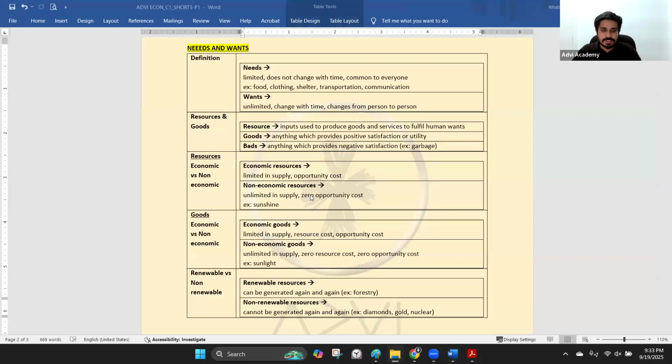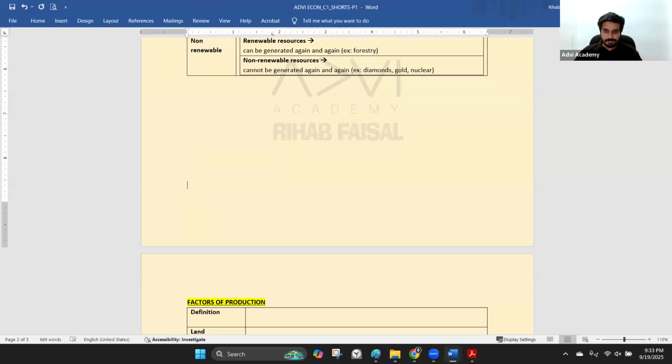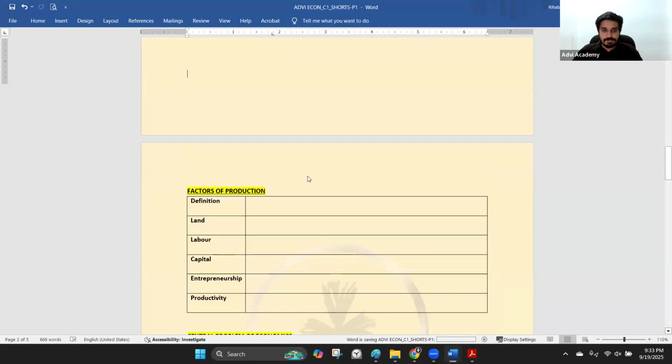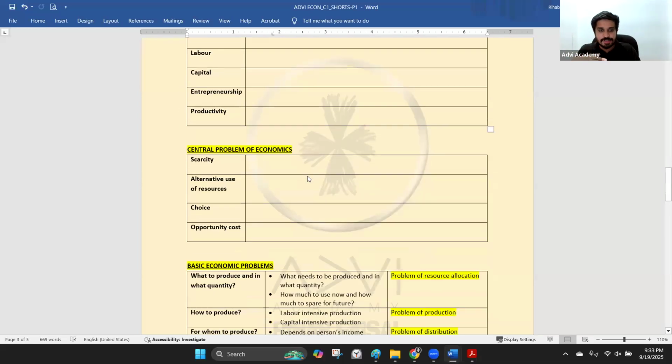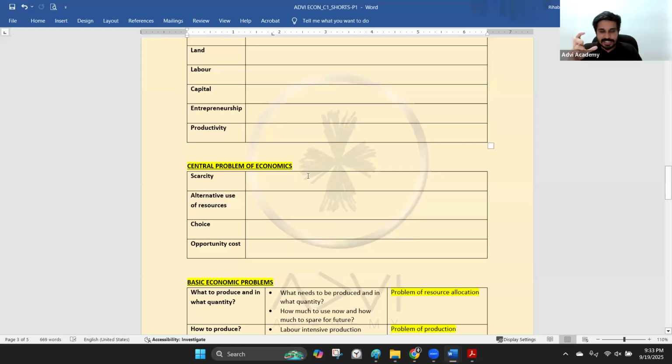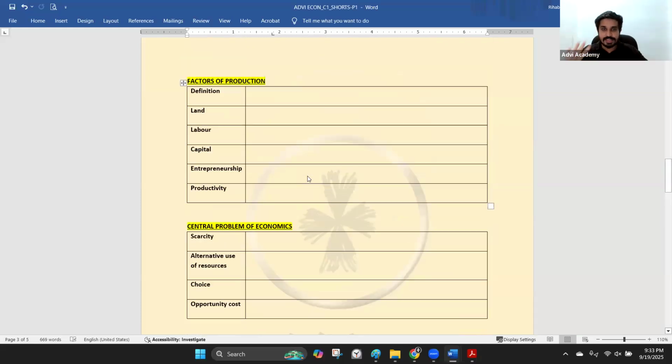Next, we come to another most important section, factors of production. I think we are done with 1 hour. I took the first 20 minutes to talk about this system. Let's finish factors of production and the central problem of economics, back to back. Basic problems is actually very short. Finally, what we will have left is the economic systems. That's good enough. Let's finish it and then come to economic systems.